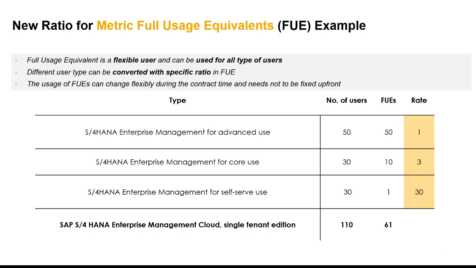So we will take 50 of your advanced users and we will charge you for 50 full user equivalents, a one-on-one scenario. If you've got your core users, we will take 30 of your core users and we will translate them into 10 full user equivalents. If you've got 30 self-service users, we will equate that to one full user equivalent.